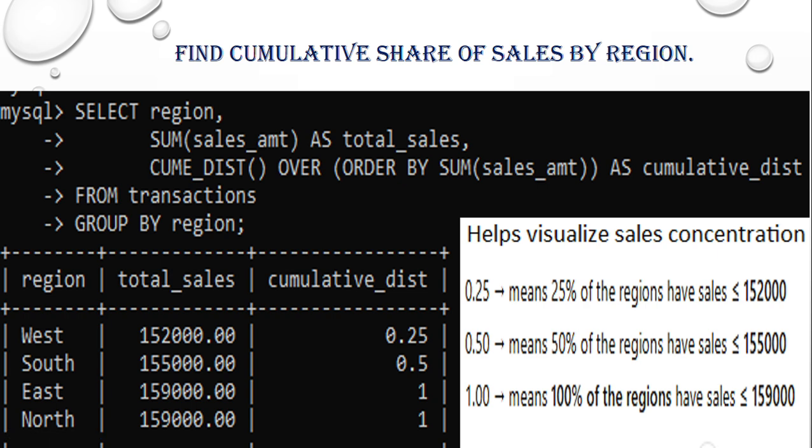Next we have the cumulative distribution function. Here I have used the cumulative distribution function grouped by region and ordered by sales amount. So by region, we got this cumulative distribution. Here in the West, 0.25 means 25% of the records have sales less than or equal to this one. And for the South, it is 50%. And the East and North are coming under 100%. So this is how we interpret.